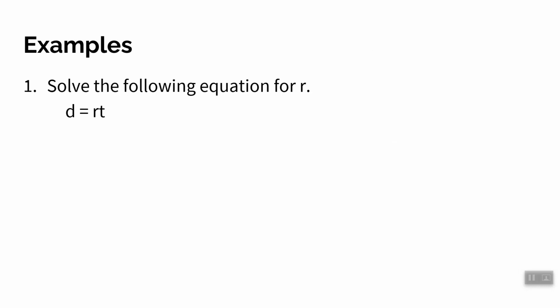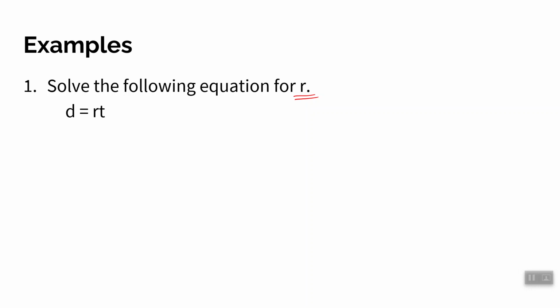So the first one says, solve the following equation for R. Okay, this equation says D equals RT. This is actually an equation we use in physics. Distance equals rate times time. We don't need to worry about that. But what we do need to focus on is that currently this equation is solved for the letter D. It says D equals. We need it to say R equals because we're told here to solve it for R. So I do like to just make sure I know right where that variable is.